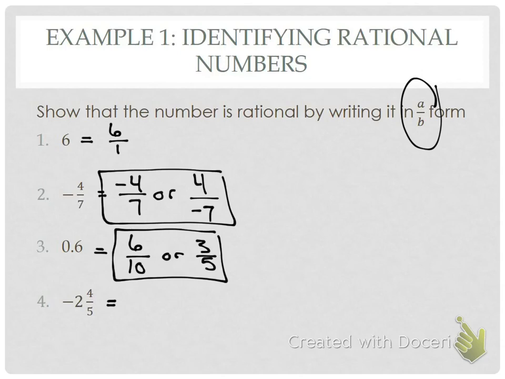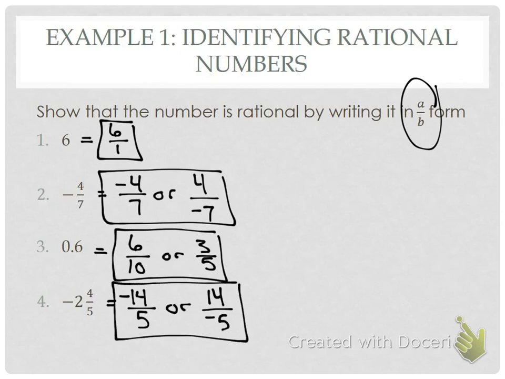It's a mixed number. Can I change a mixed number to an improper fraction? Okay. So for now, we're going to disregard the negative. What's 2 times 5? 10. What's 10 plus 4? 14 over 5. Now I do have a negative. What did I say in number 2? What do I have to do to that negative? It's got to either be attached to my numerator or my denominator. And now it is written rationally. Okay? I can show that it's rational by writing it in A over B form.